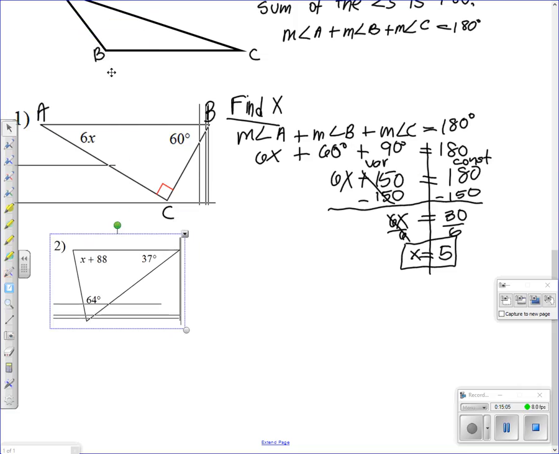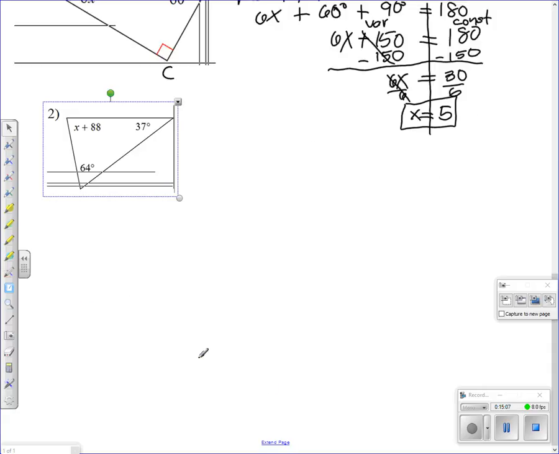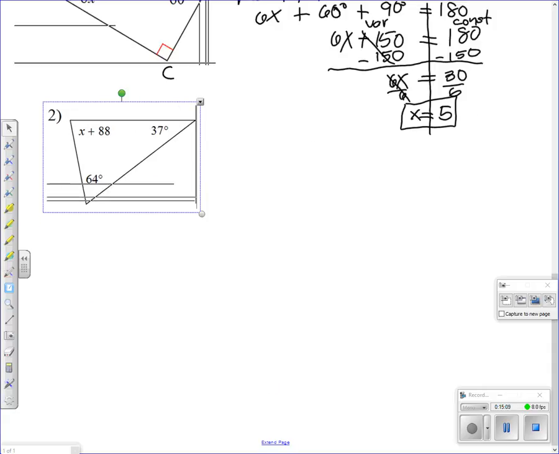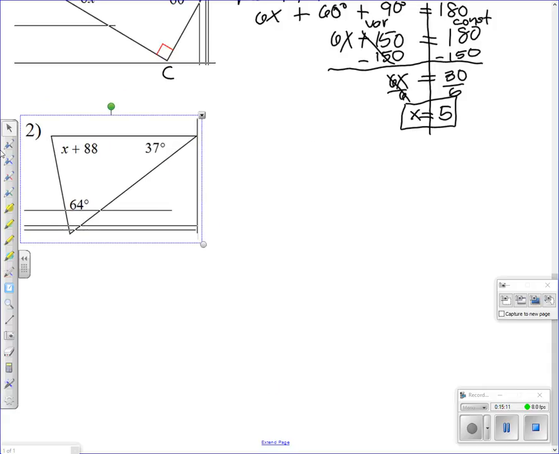Okay, here's example number 2. And sorry for the extra lines, but you can clearly see the triangle. And it is the same question. The question is find x. That's what they're asking to do. Okay, same idea. Let me call this angle A. Let me call this angle B. And let me call this angle C.